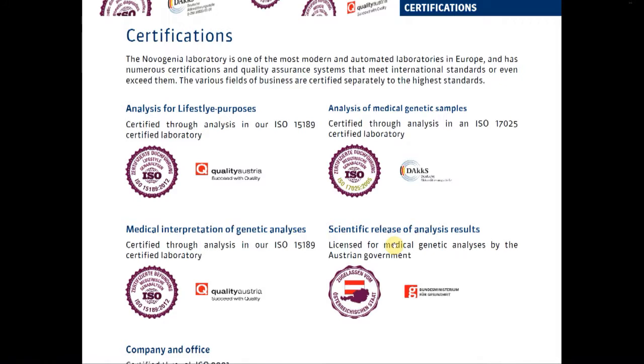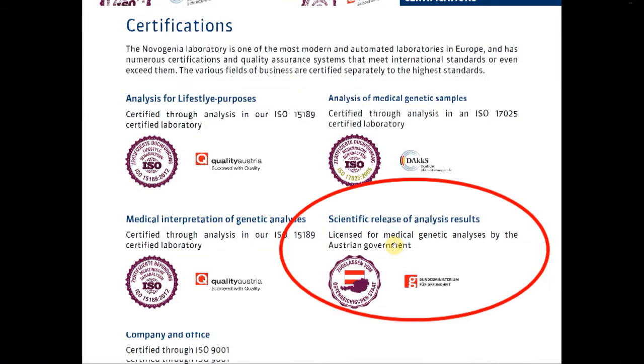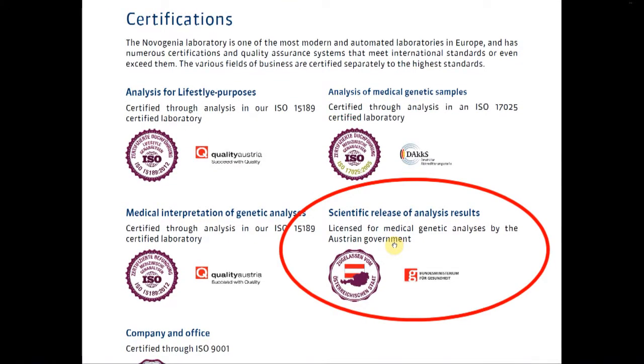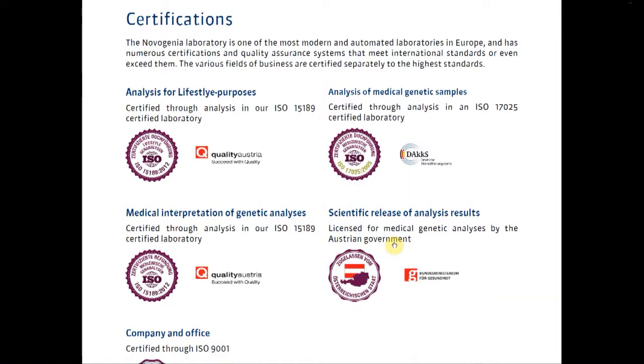So for one thing, this here is from the Austrian state. And many countries have genetic testing laws, which are meant to protect consumers from discrimination against genetics and so on. And they are in a different form in different countries. And as far as I'm aware, Austria in Europe has the most strict genetic testing laws that I'm aware of. So we have the license to perform medical genetic testing issued by the Austrian government.